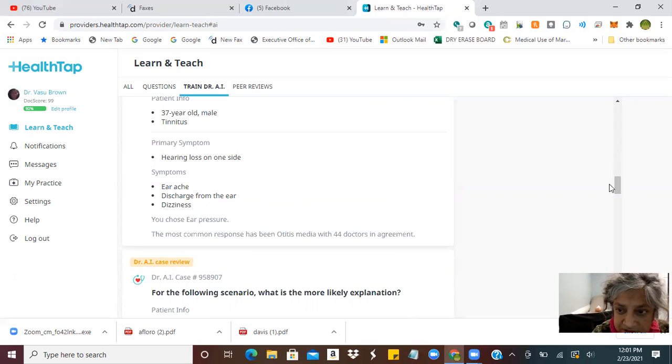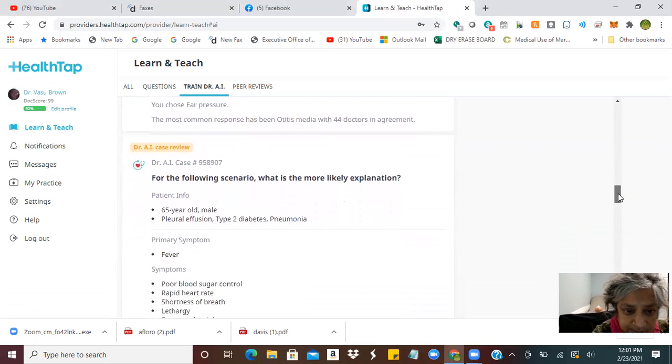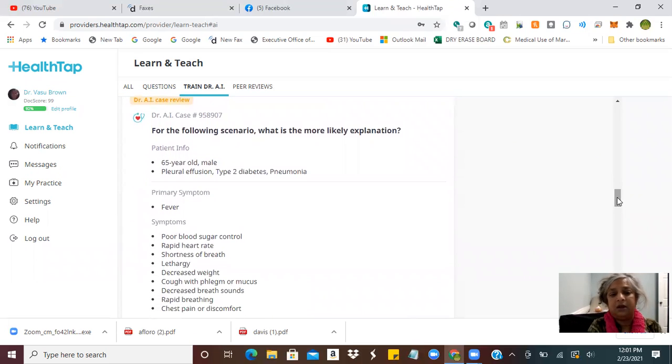Is for the following scenario, what is the most likely explanation? It's a 65-year-old male, pleural effusion, type 2 diabetes, pneumonia. So he's immunocompromised. He has pleural effusion. So the compromise comes from the paracardiac region. Type 2 diabetes, and so his sugar is not under control. Pneumonia. So it's a right heart failure. Like at a glance, that's what I'll think. And he does have a fever, which would be pneumonia. So whether it's viral or bacterial, we don't know.